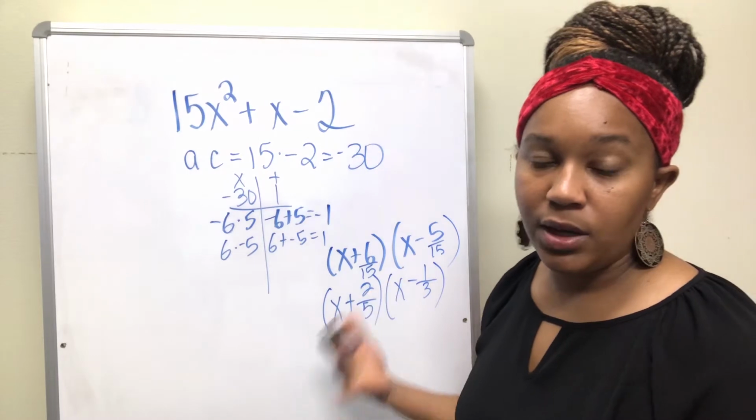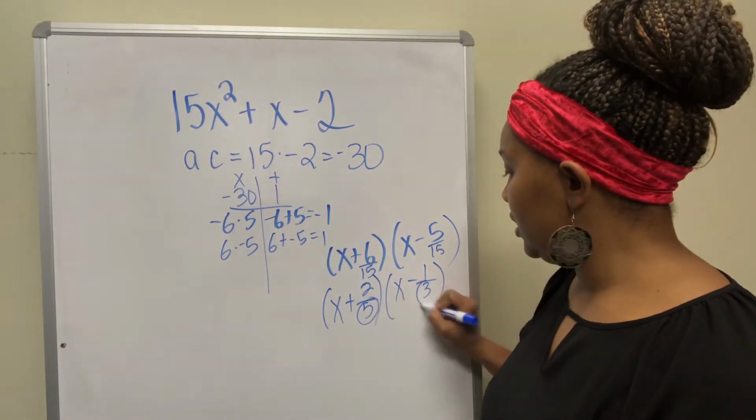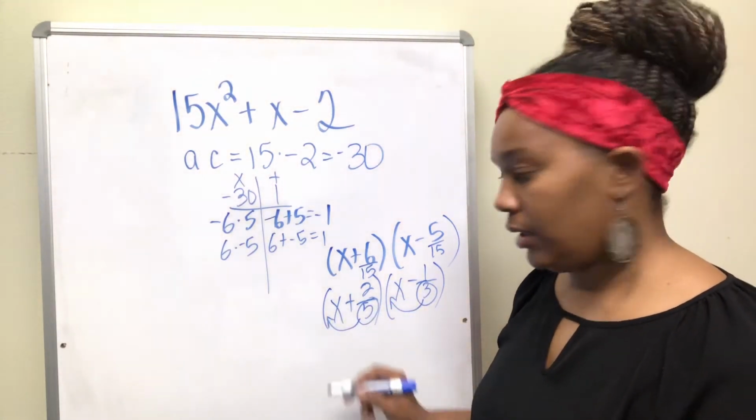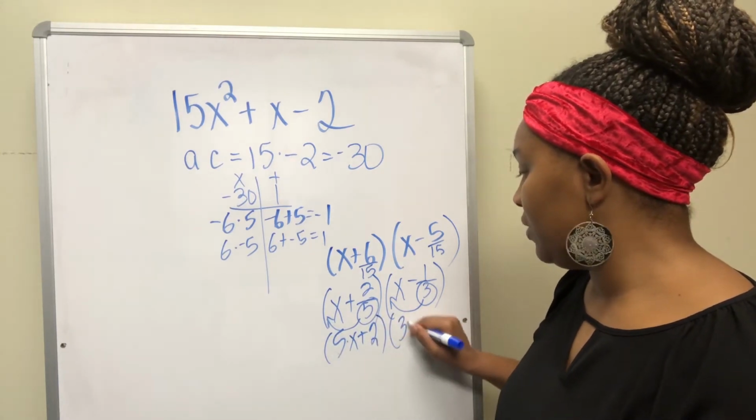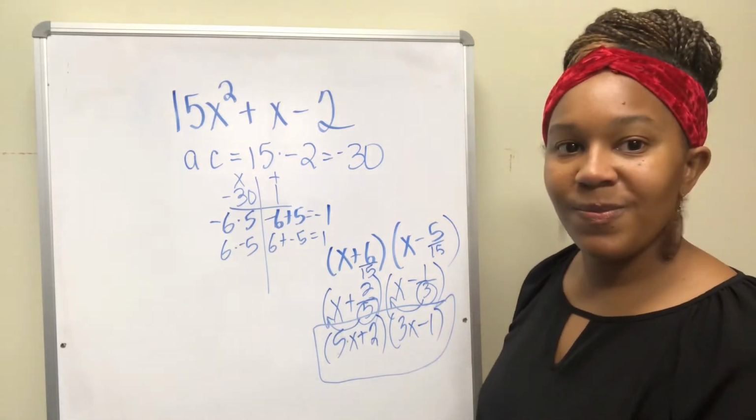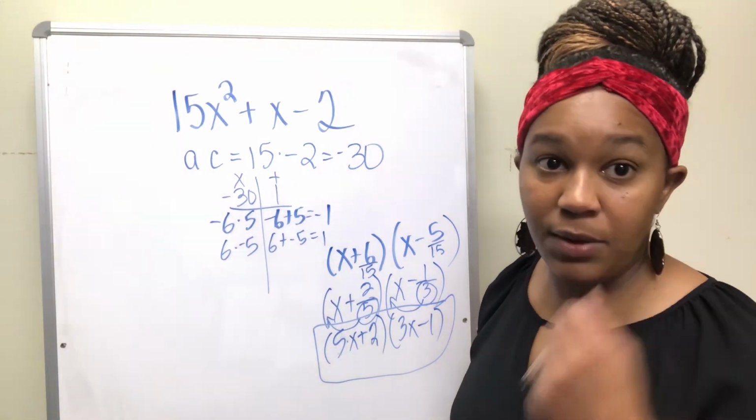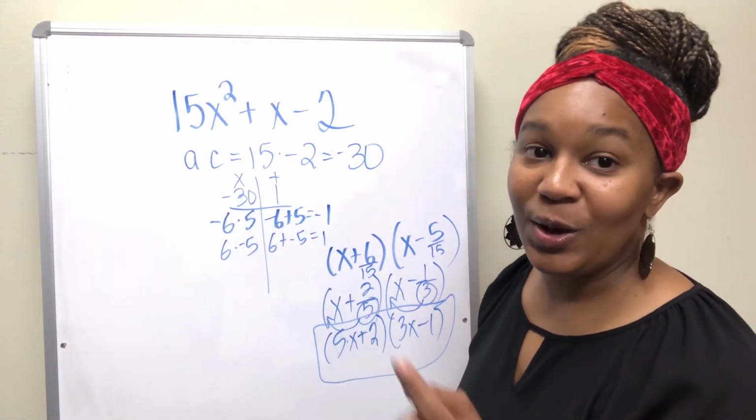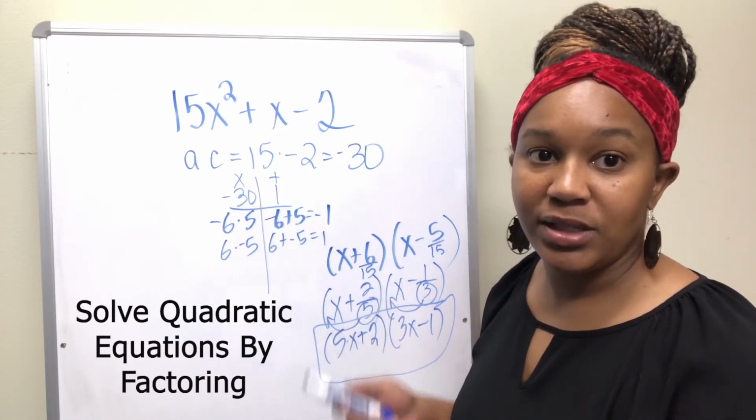If you're going on to solve an equation, you can leave it like that. But if you're just factoring it, you have to take these denominators and move them to the front as the coefficient of the x. So this is 5x plus 2, and this is 3x minus 1. And that's what you should have got. Did you get that right? Hopefully you got it right. If so, then now you can go back and learn how to solve equations by factoring.